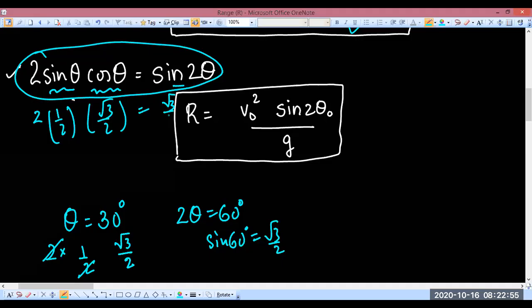Here you get sine 60, so that is root 3 by 2. Hooray! Left side is equal to right side. Okay, this is not called proof.